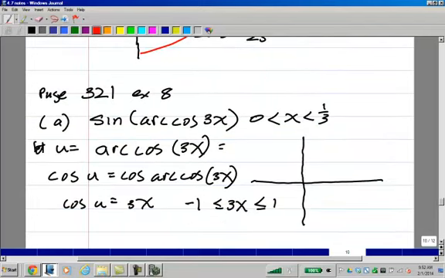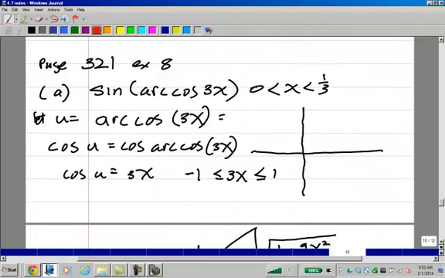Okay. Example 8. The sine of the arc cosine of 3x. Okay. Now it gets a little more interesting. Think of u, the letter u, as the arc cosine of 3x. The cosine of u equals the cosine of the arc cosine of 3x. So the cosine of u equals 3x. 3x is less than or equal to 1, greater than or equal to negative 1.